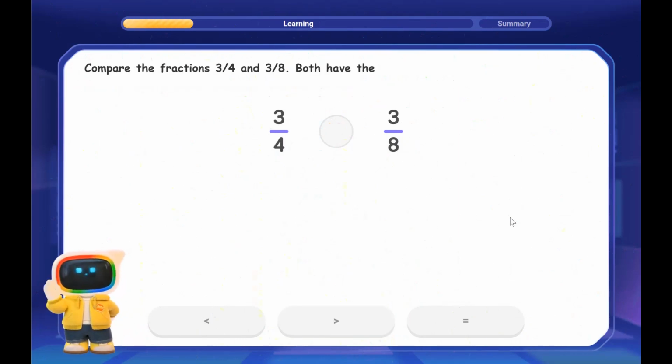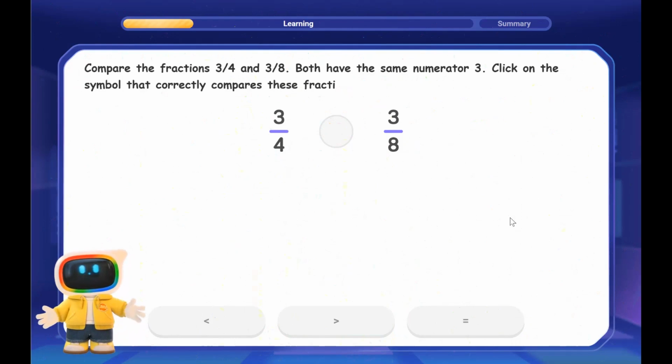Compare the fractions 3/4 and 3/8. Both have the same numerator 3. Click on the symbol that correctly compares these fractions.